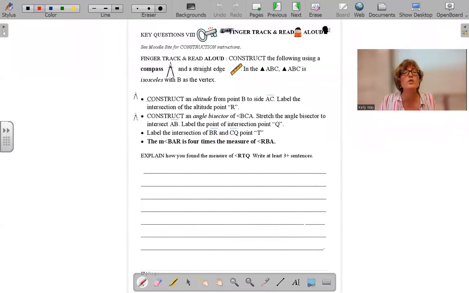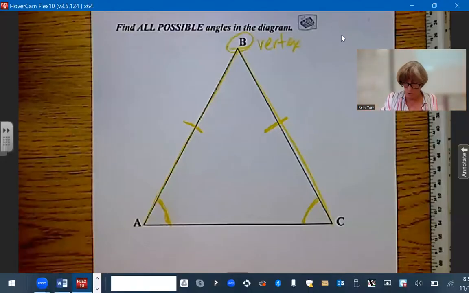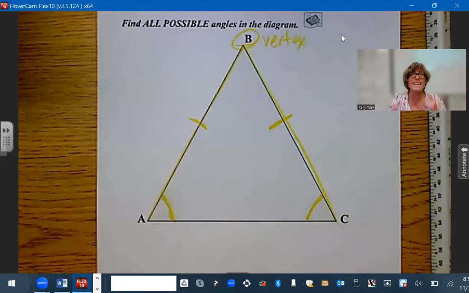First construction, construct an altitude from B to side AC. Label the intersection R. Altitude, that's corner, right angle. We're going to draw an altitude from B to AC. That is a smiley, dimple, dimple.